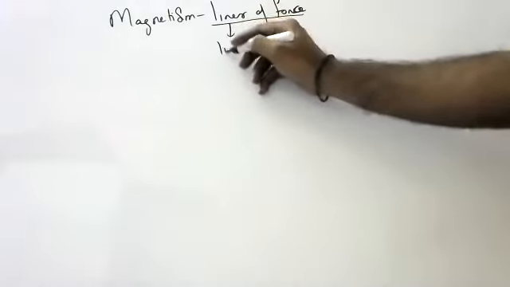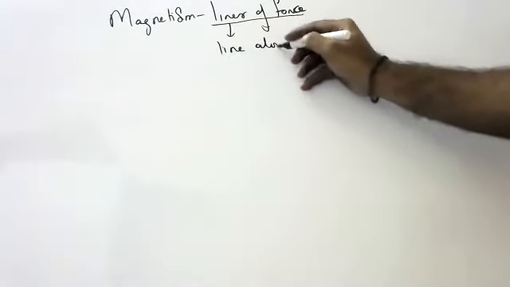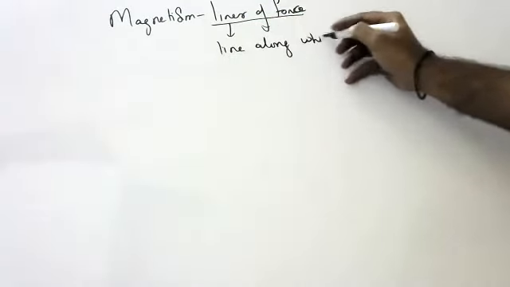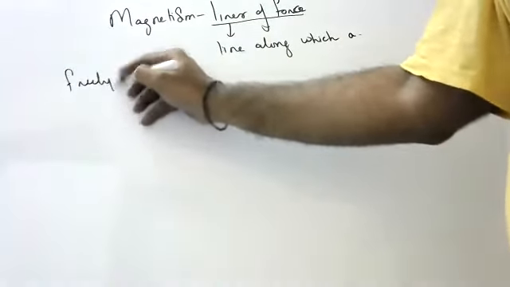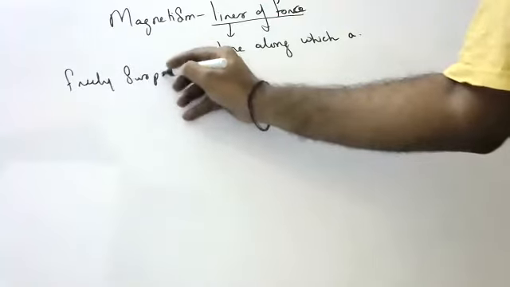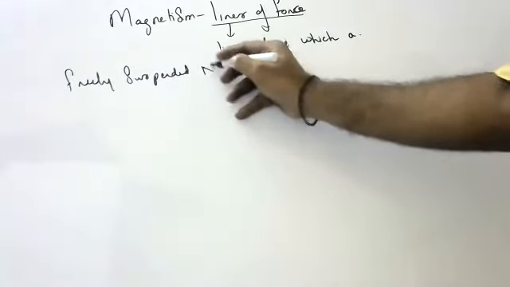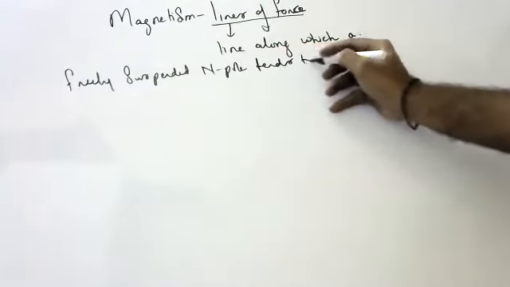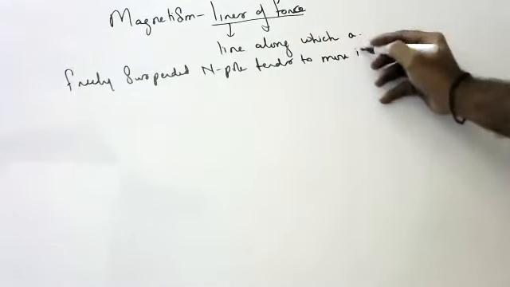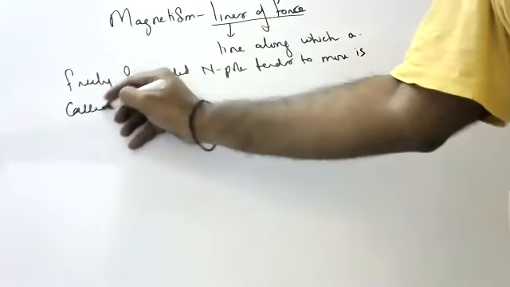A line of force is defined as the line along which a freely suspended north pole tends to move is called a line of force.